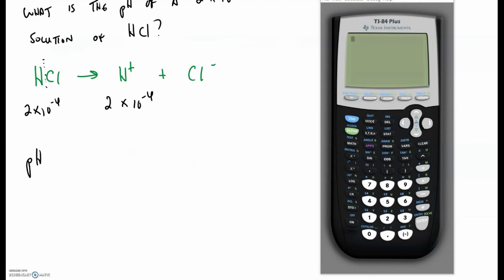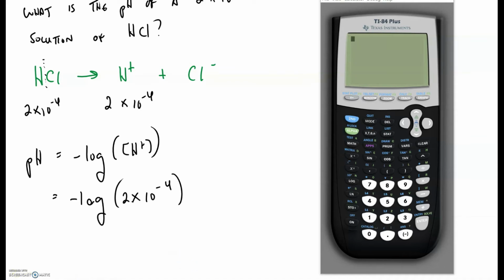To get pH, we're simply going to take that H plus and plug it right into this formula, negative log of the concentration of H plus in solution. So let's take out our calculator and plug it in. On our calculator, we'll say negative log 2 times 10 to the negative 4. What's our pH? 3.7.